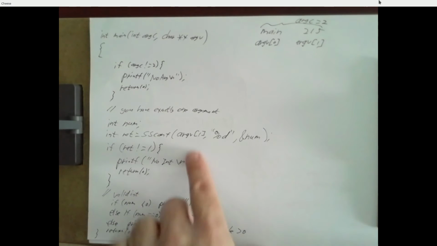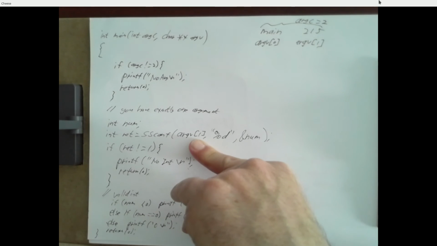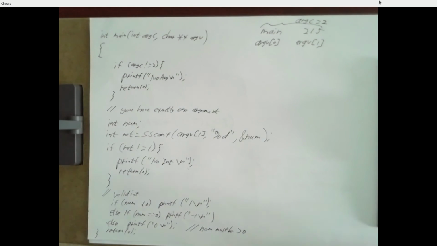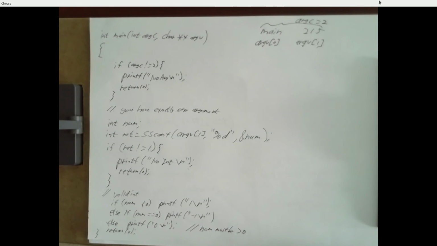Right, and make sure you're using argv bracket 1, not just argv. Definitely not argv bracket 0, definitely not argc, right? Argv is the array of strings. Argv bracket 1 is a string corresponding to that first argument.